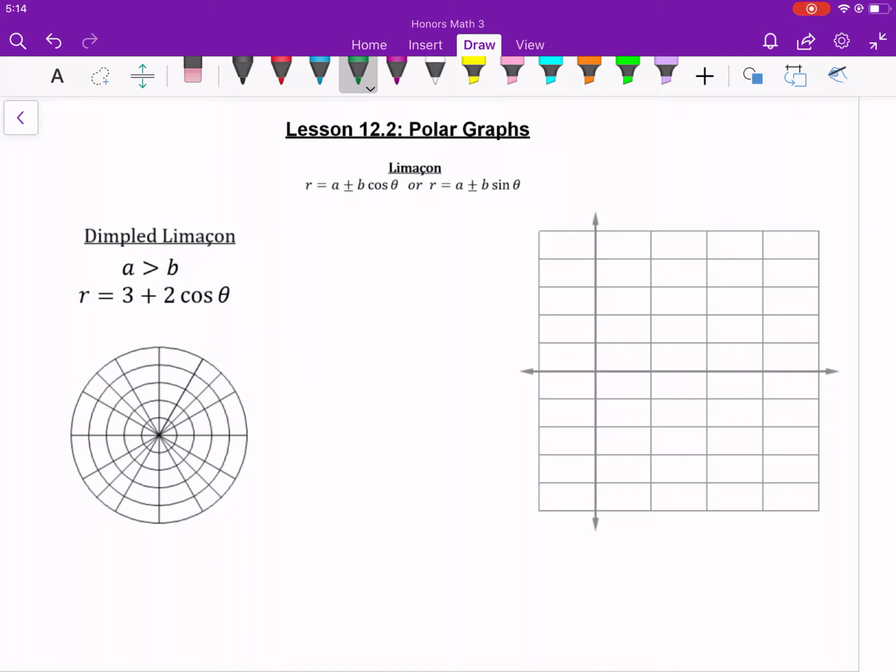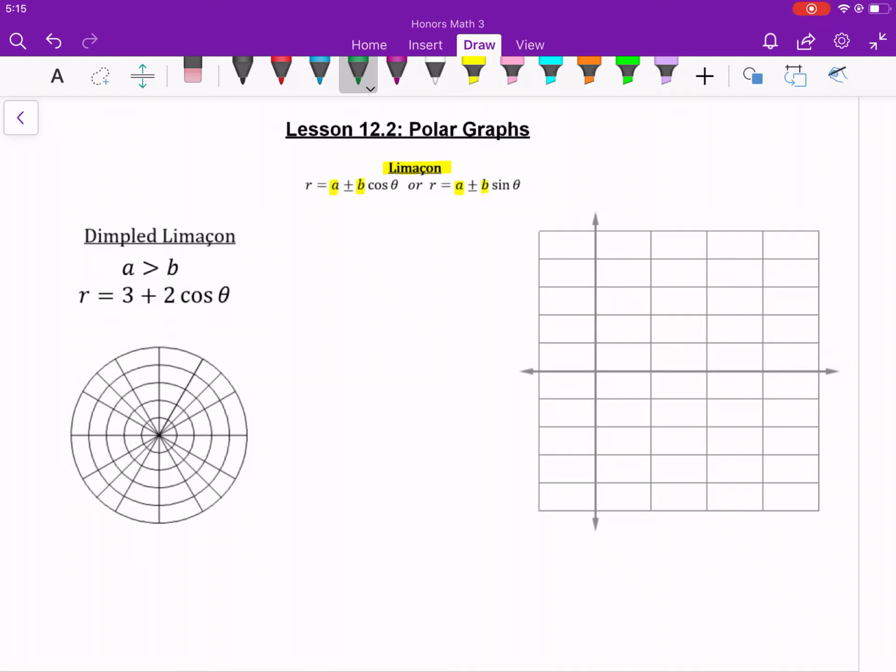Okay, so the first type of graphs we're going to talk about are called limaçons. They are in this form where you have an a and b. Now a and b are going to be positive integers where you add or subtract them. It doesn't matter if this is sine or cosine, they're going to have similar features. So there's the dimpled limaçon, and there's the cardioid, and then there's the looped limaçon. And we'll talk about the dimpled first.